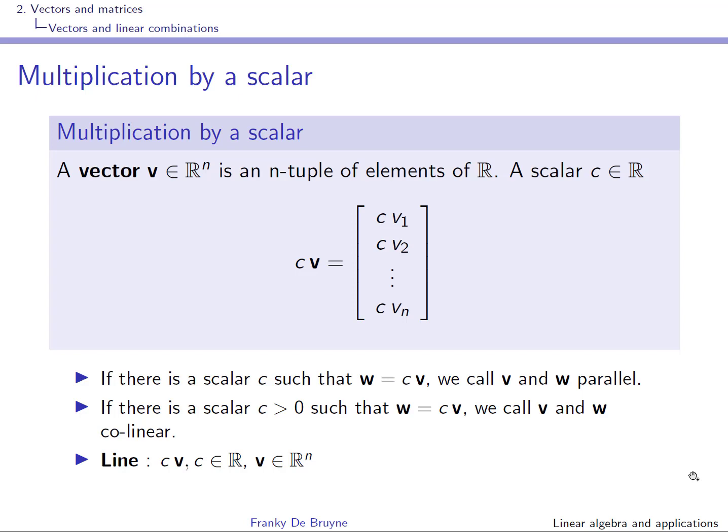Well, if C is a real number, what could happen is that it's negative. If it's negative, of course, W defined as C times V will be in the opposite direction. So if C is general, all we can say is that V and W are parallel. You can represent a line, and in this case it will be a line that goes through the origin, by a vector multiplied by a scalar C. And the vector V here will give the direction of the line.